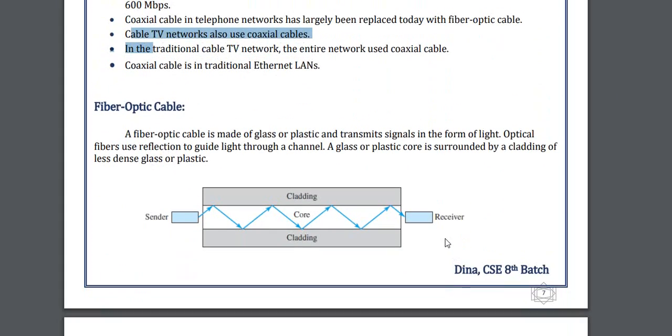Now the most important part in cabling is fiber optics. Fiber optical cable is made of glass and plastic for transmitting data at the speed of light. The fiber optical cost is very high. In the center section we send light, and here we use glass to reflect the light through this cable. We have cladding, and inside that we have the core section. So this is the diagram of fiber optical cable.